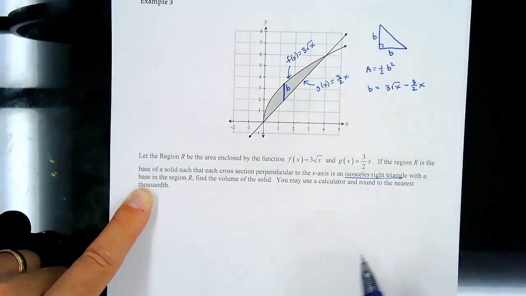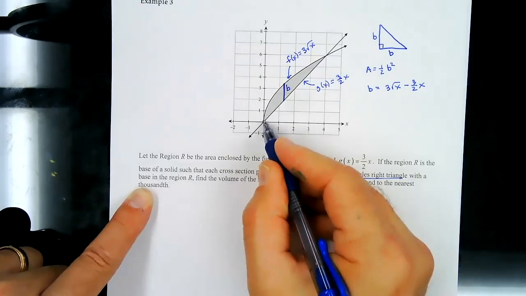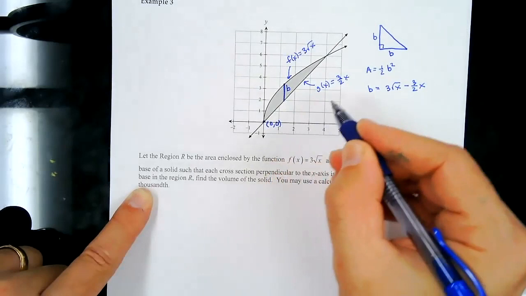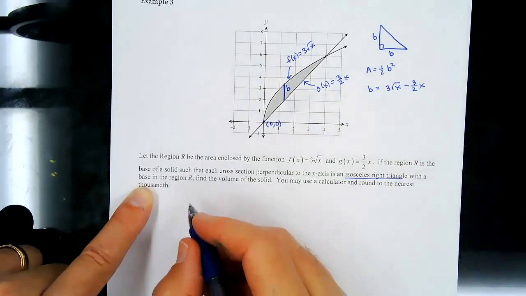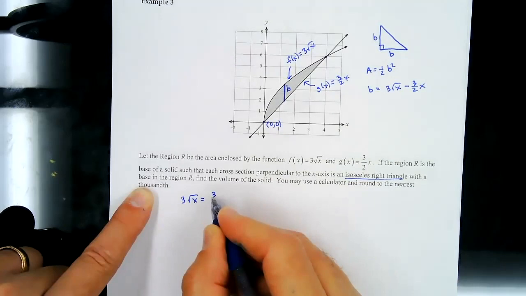And then we want to start this, okay? So this point right here is 0, 0, because I put 0 in here, I get 0 out. But what's this point? Now it looks like it's 4, 6, okay? So what we could do is solve it, all right? So 3 square roots of x is equal to 3/2 x.